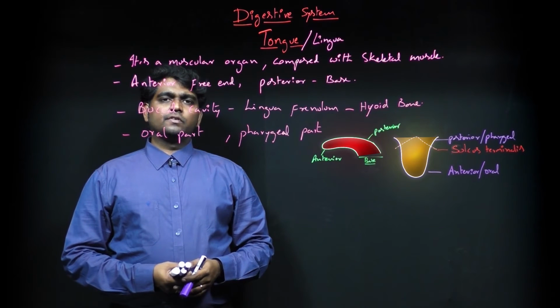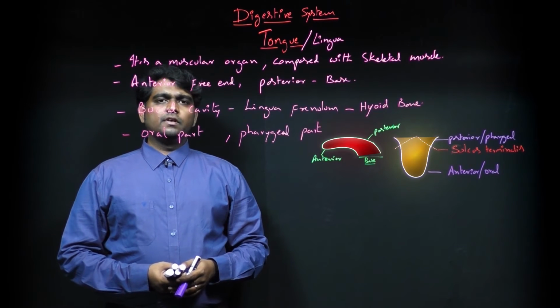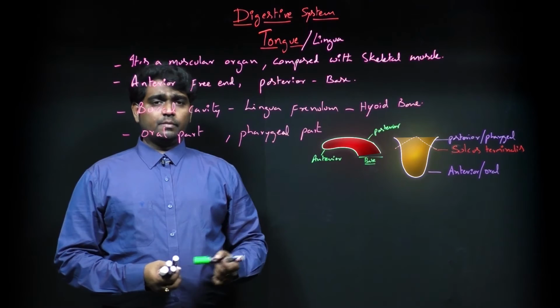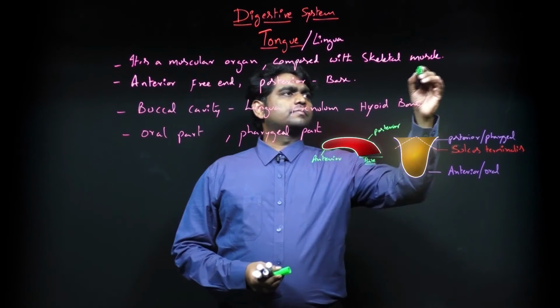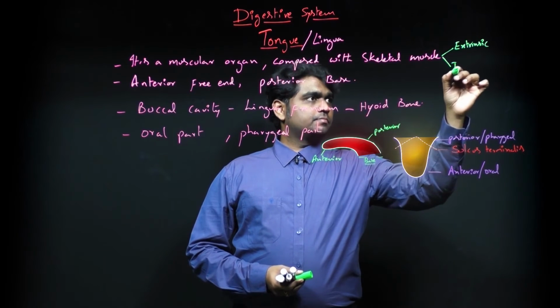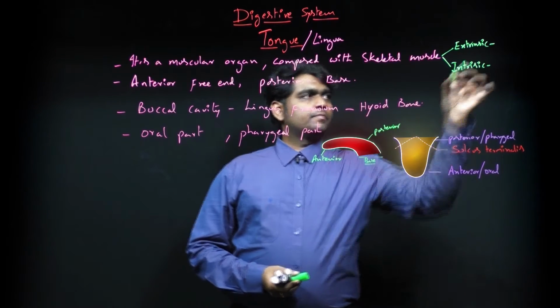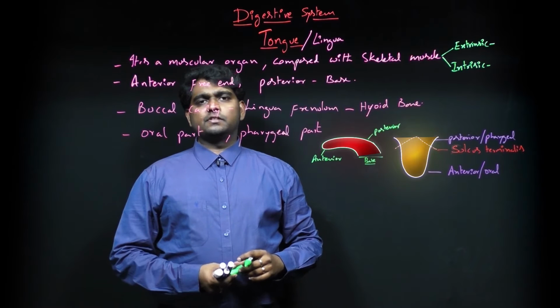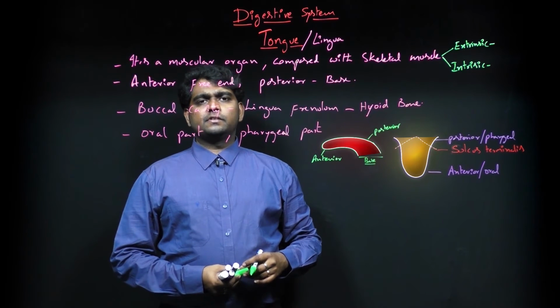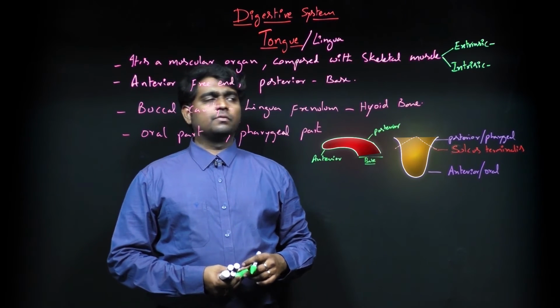The tongue is composed of, as I said, skeletal muscle. Two types of skeletal muscles are present: extrinsic muscle and intrinsic muscle. Extrinsic muscles help in movement. Intrinsic muscles help to swallow.